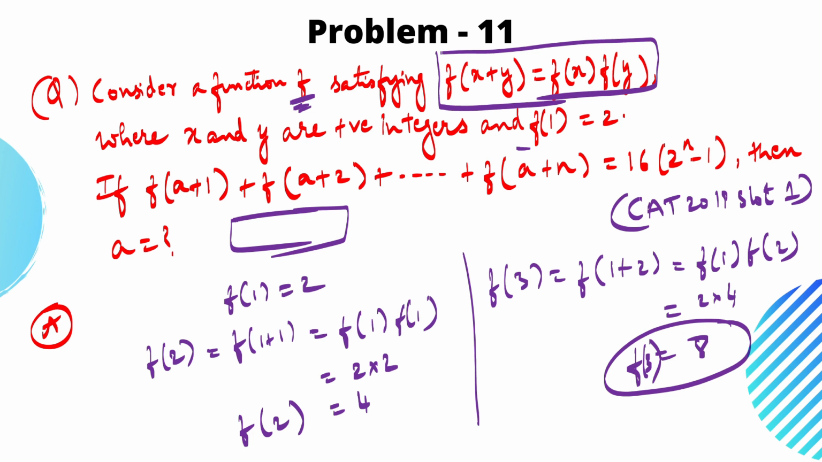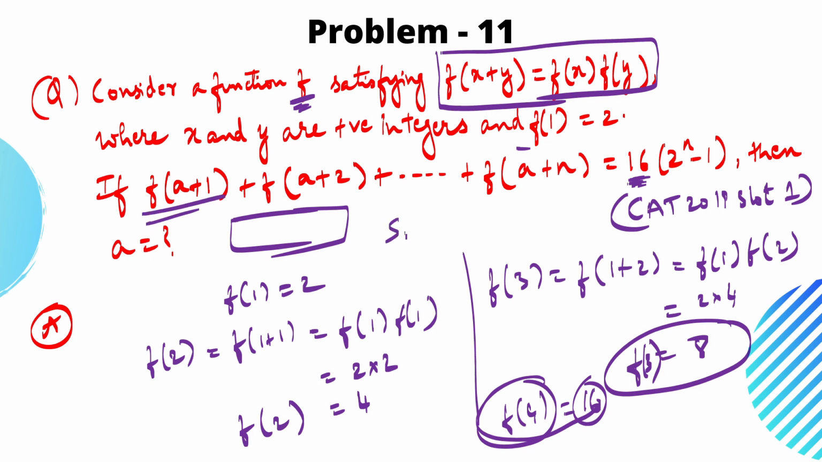Now our question is, if f of a plus 1 plus f of a plus 2 and so on till f of a plus n is equal to 16 into 2 power n minus 1. This is important, 16 into 2 power n minus 1. Now 16 arises at which one? f of 3 is 8, f of 4 is 16. So this 16, so f of 4 is equal to f of a plus 1.